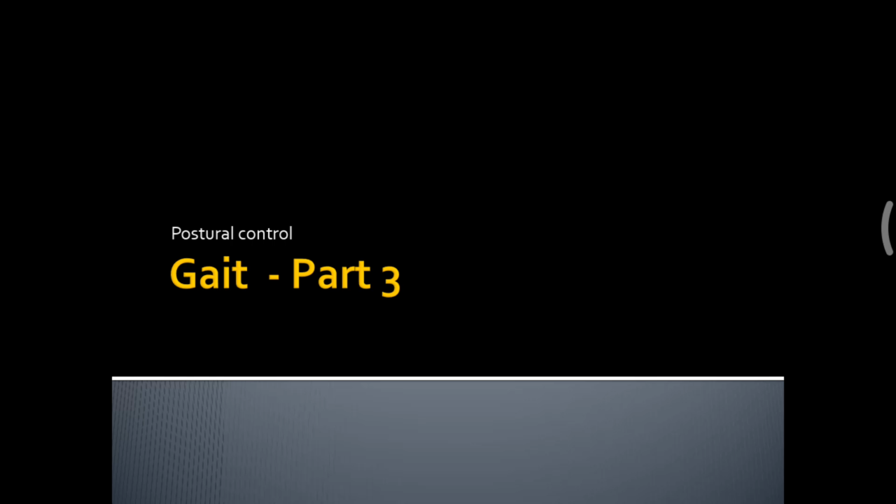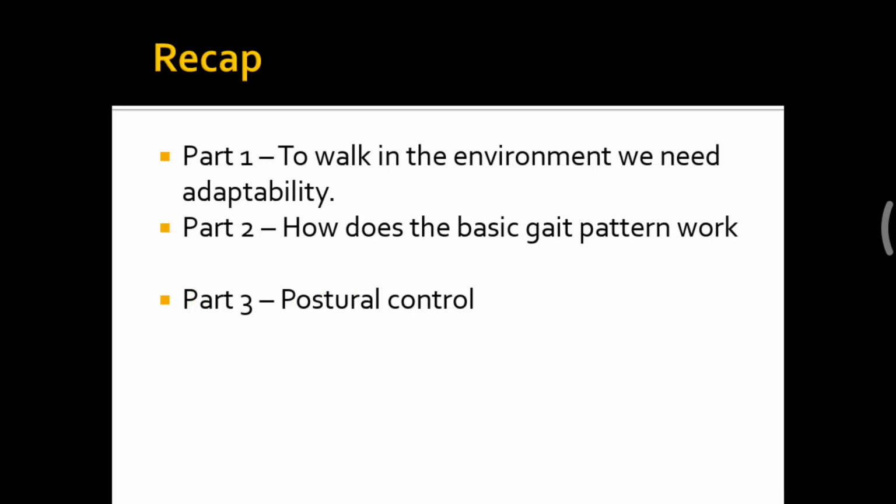Welcome back to the third part of Gait. This is going to be a very small portion. What we had seen in the previous parts is, in part one, we saw that gait adaptability is one of the characteristics of human gait, where we can adjust to the different kinds of environment. In the second part, we saw how the basic gait pattern comes around and how the brain controls it.